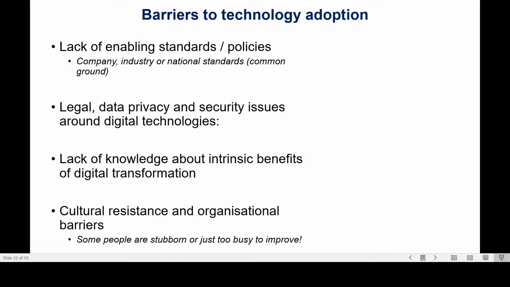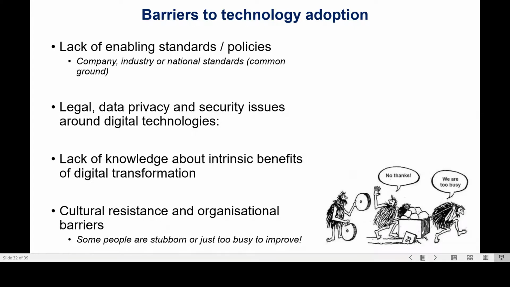And finally, there's also cultural resistance and organizational barriers to change. Some people are just stubborn, or rather, they're just too busy to want to improve. This is how we've always done things. If you hear anyone say this is how we've always done things, run away. Just know that the person you're speaking to is not innovative. That person is locked in a cultural mindset. Because what do you mean this is how we've always done things? It's a very unprogressive way of looking at things.